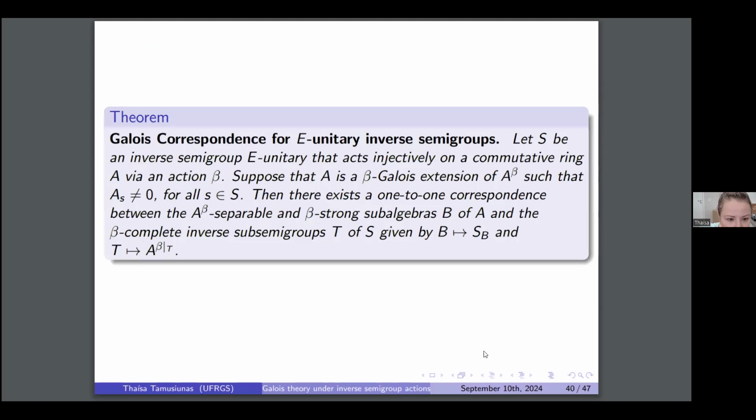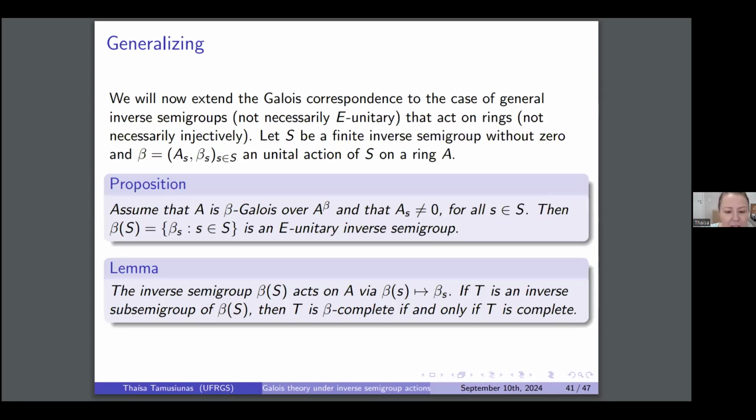Right. Okay. So the unitarity condition seems to be very closely related to the Galois condition, because this is what the proposition says, right? That you impose Galois and then an E-unitary inverse semigroup shows up. Yeah. So I wonder, okay, this is very interesting.